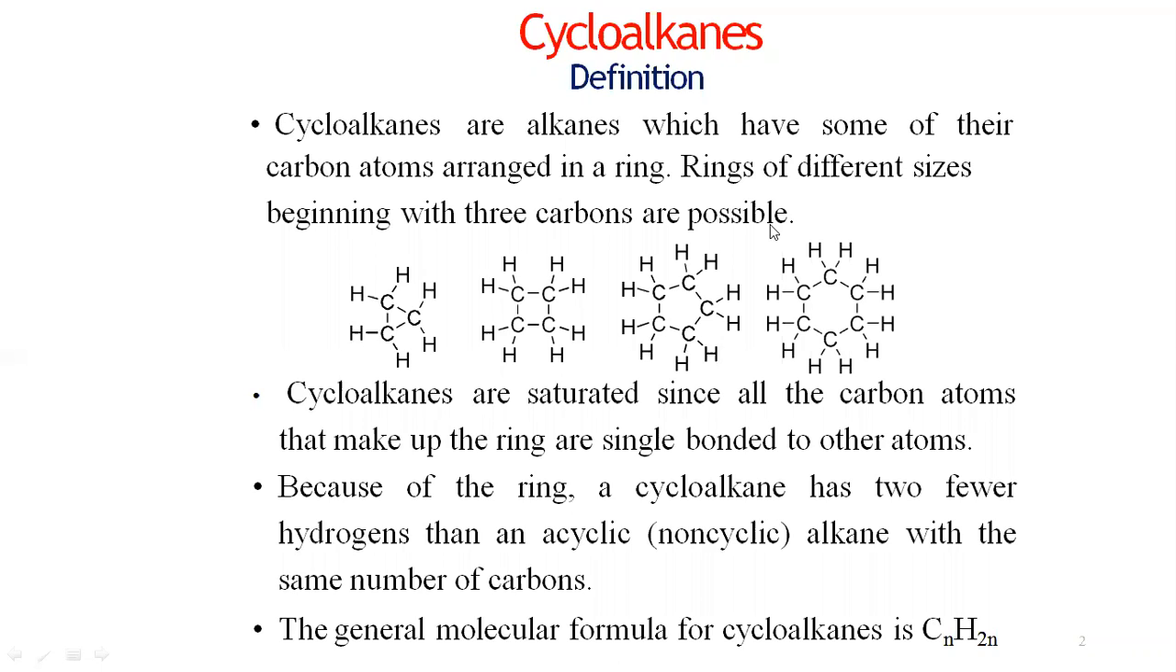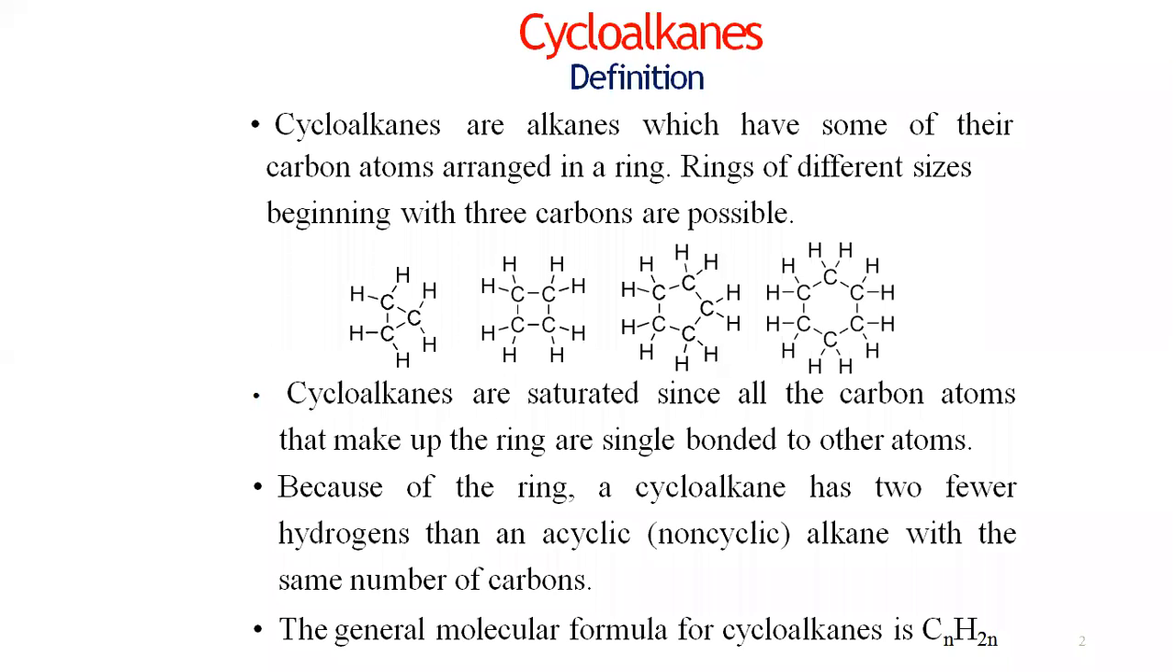So when alkane molecules are joined with each other in a ring format, those types of alkanes are known as cycloalkanes. And in order to achieve this ring arrangement, an alkane molecule must contain at least 3 carbon atoms. That means a minimum of 3 carbon atoms must be present for the molecule to go further for the formation of a cyclic ring.